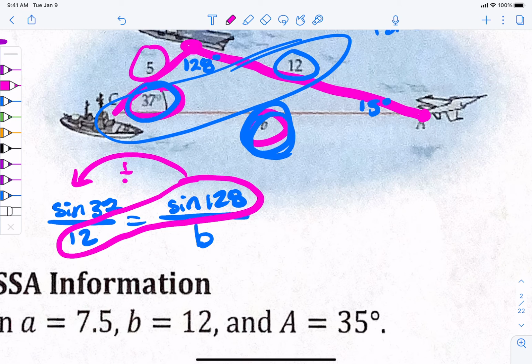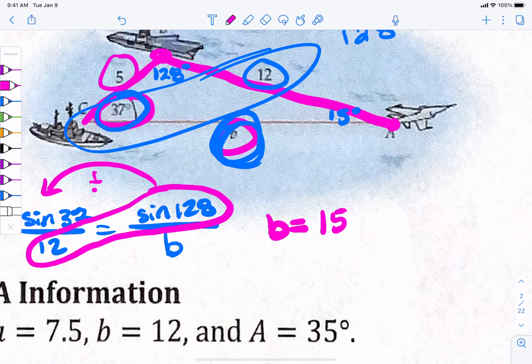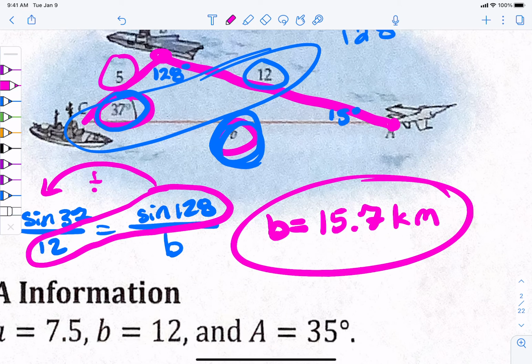Can I get away with not writing that out? B is 15.7 kilometers. Okay. Always angles I round to the nearest degree. Always the sides of the triangle I round to the nearest tenth, so 1 decimal place. That's just always the way that it goes. Okay. How are we doing? Is this okay? Sine A over A equals sine B over B.